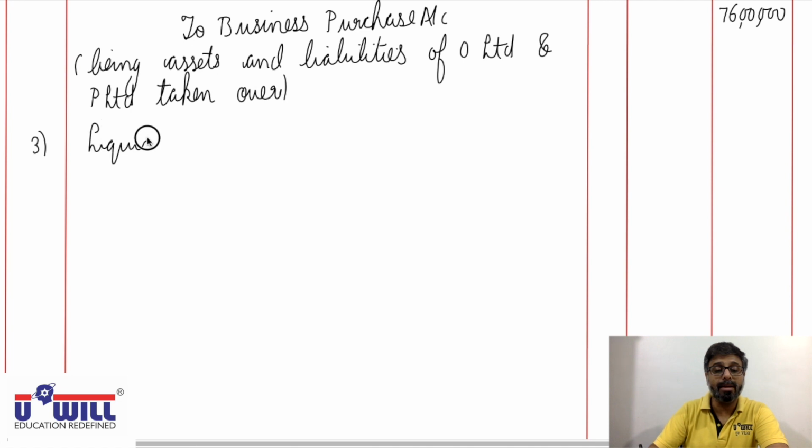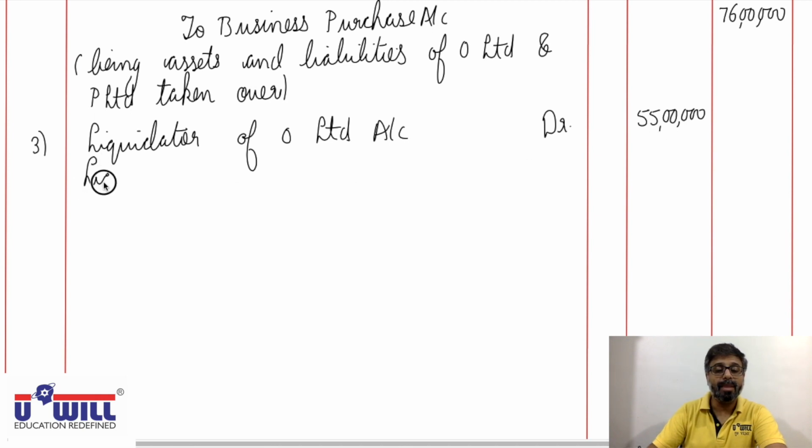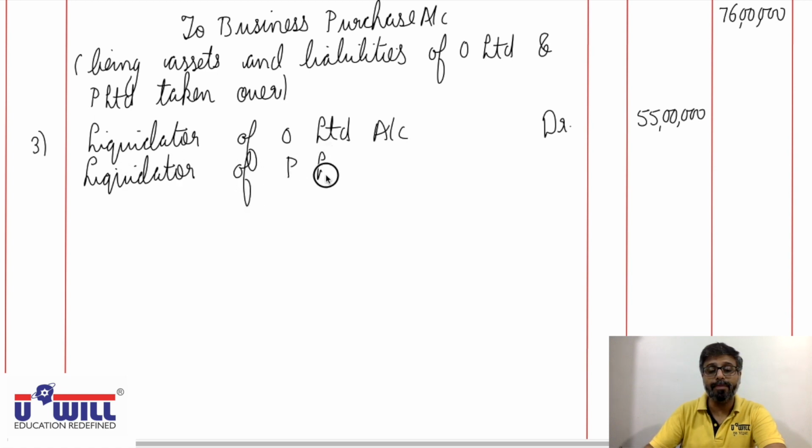So, liquidator of O Limited account debit with 55 lakhs. Okay, same amounts and account what we had in the first journal entry. Liquidator of P Limited account debit with 21 lakhs.